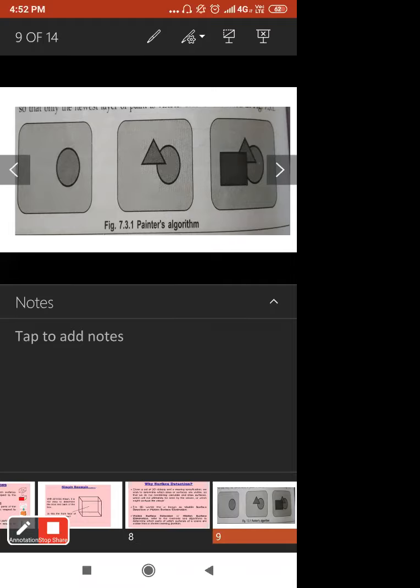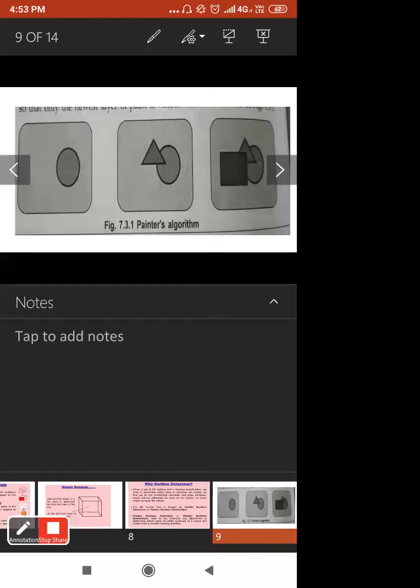Or those that are somewhat dimmer than the objects which are in front of that particular object. So that is the concept of the Painter's algorithm. In this, we resolve the ambiguities about which object is nearer and which is far from the viewer's point of view, and accordingly we sort those objects.